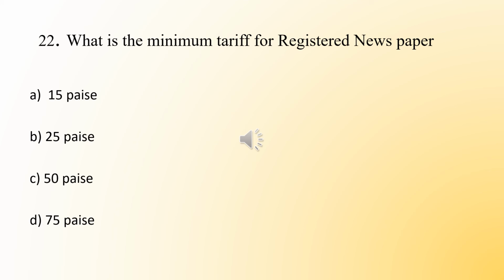Question number 22. What is the minimum tariff for the registered newspaper? Option A, 15 paise, option B, 25 paise, option C, 50 paise. Option D, 75 paise. The correct answer is option B, 25 paise.